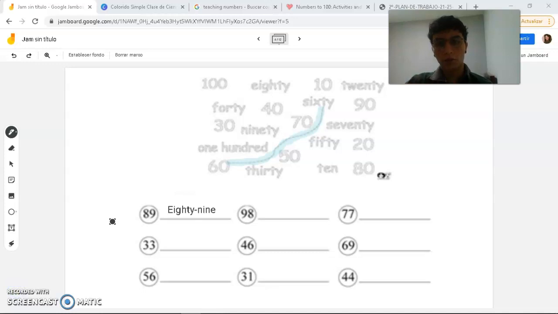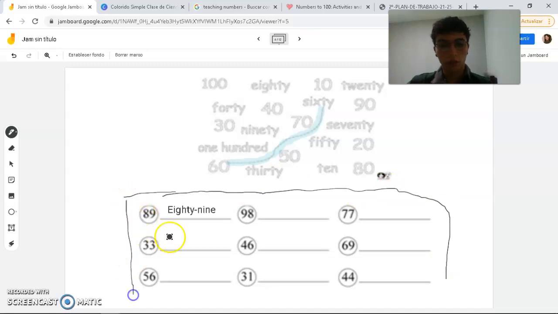But before we start with the topic from today's class, I would like you to do a little review activity of the previous class. So, for example, we have here the number 89 that you should write in your notebook. You should write in your notebook all of those numbers. Remember, write in your notebook.